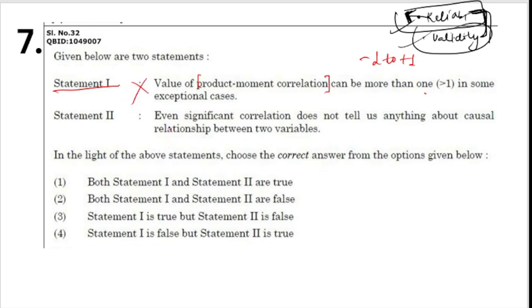Then, even significant correlation does not tell us about causal relationship. We are just looking at the correlation, how both of them are related to each other. There is no IV or DV, there is no cause and effect. So obviously this statement is correct, that even significant correlation does not tell us about the causal relationship. So our answer would be statement 1 is false and statement 2 is true.